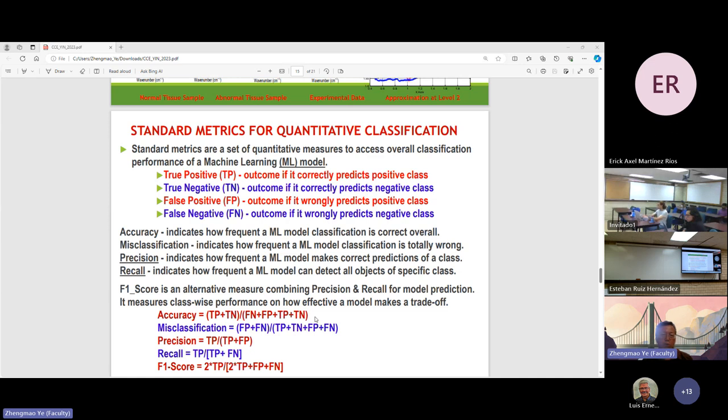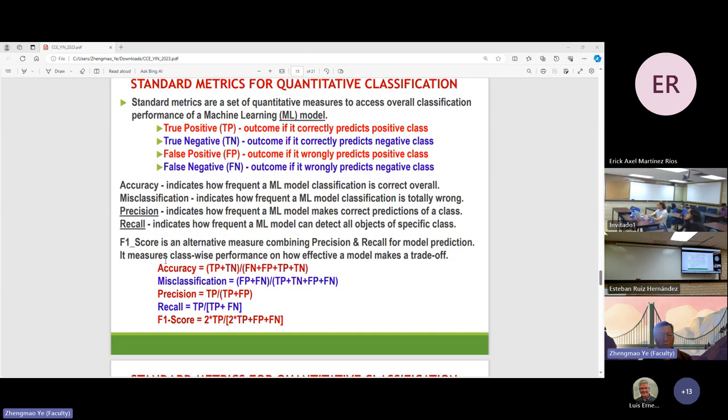Accordingly, we can introduce four other terms for classification: accuracy, misclassification, precision, and recall. And all of those turn out to be functions of TP, TN, FN, and FP. Accuracy indicates how frequently a model classifies correctly overall. Misclassification indicates how frequently a model classifies totally wrong. Precision indicates how frequently a model makes the correct prediction of a class. Recall indicates how frequently a model can detect all objects of a specific class.